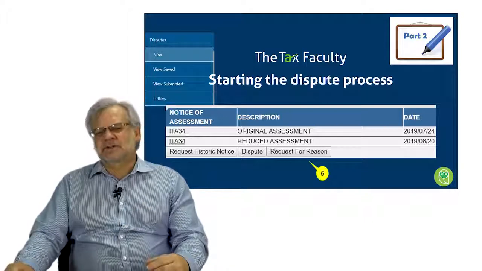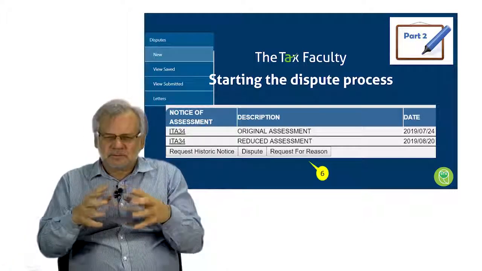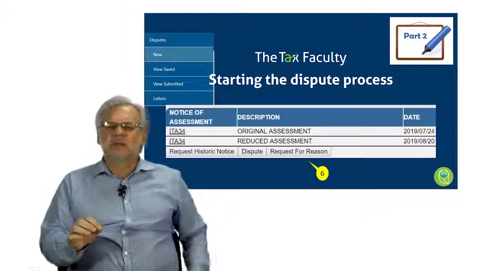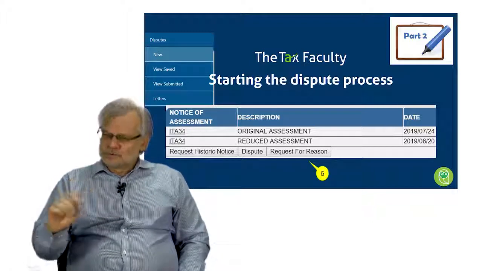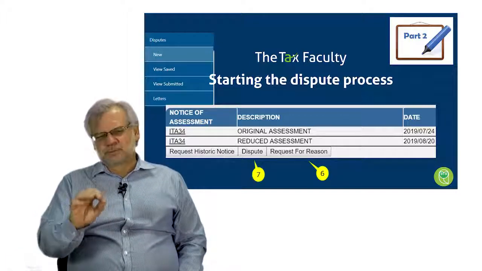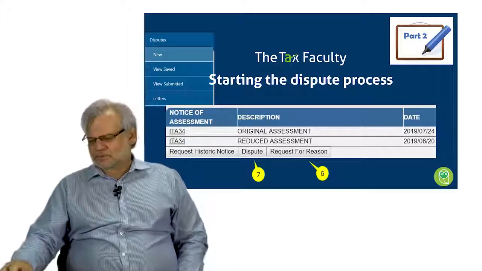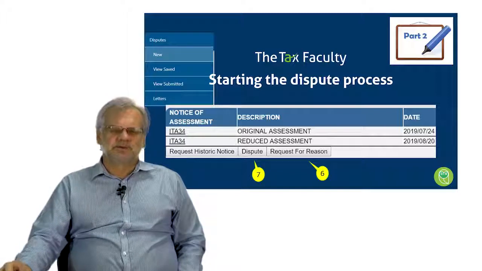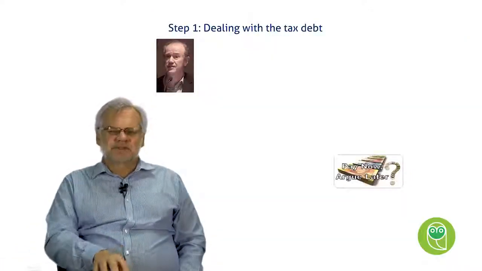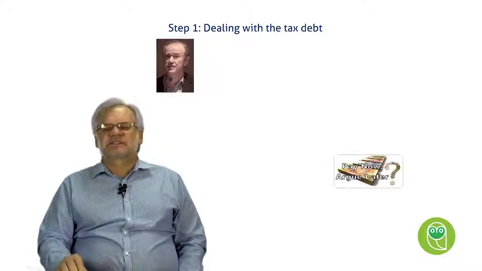Remember, in the previous session I also said that we've got those yellow call out things with numbers in them that refer to the rules of dispute resolution, very critically important. And then dispute, rule 7, request for reasons, rule 6. Those are the ones that we want to deal with. I believe that the first step actually is dealing with tax debt.